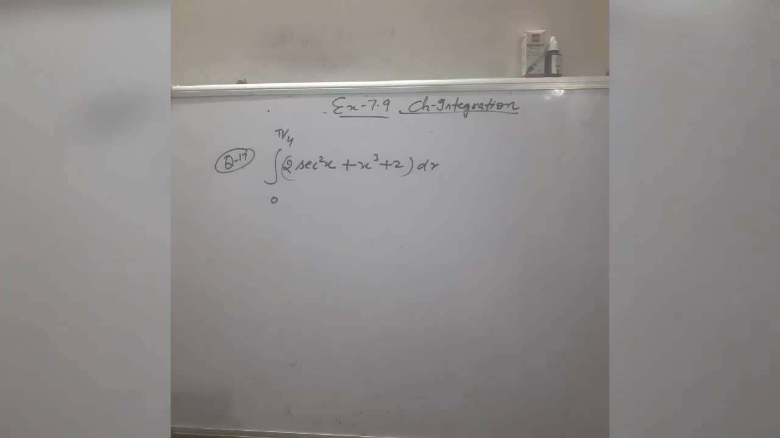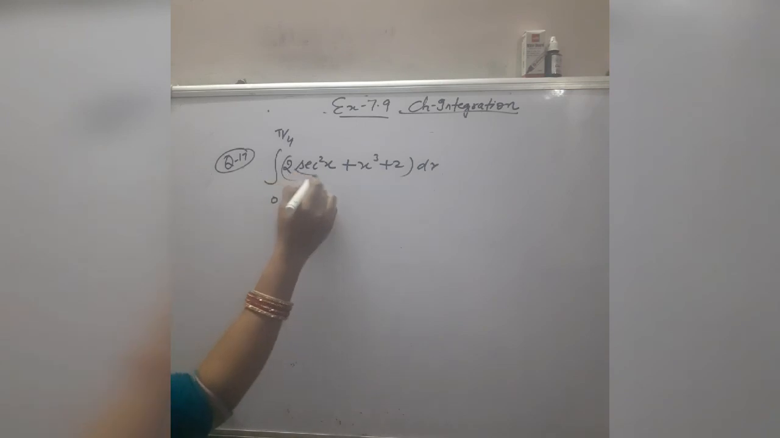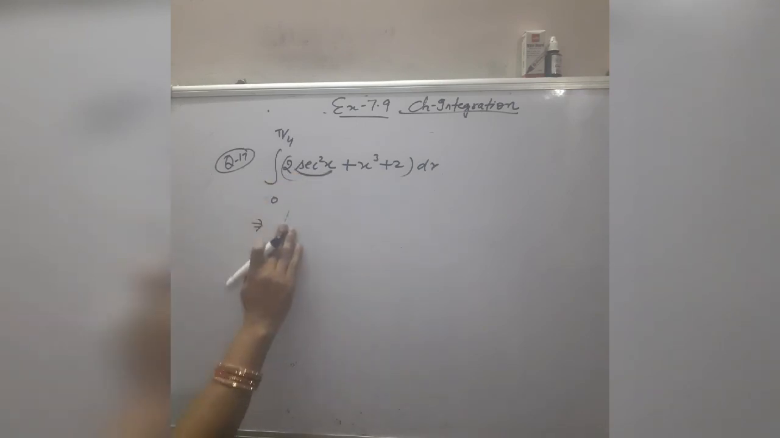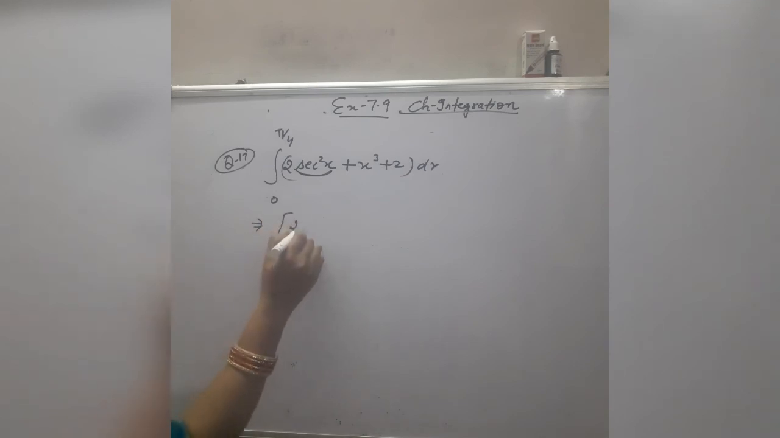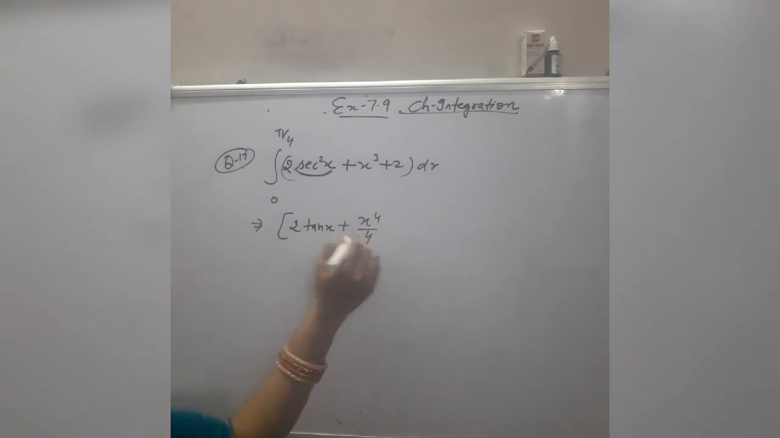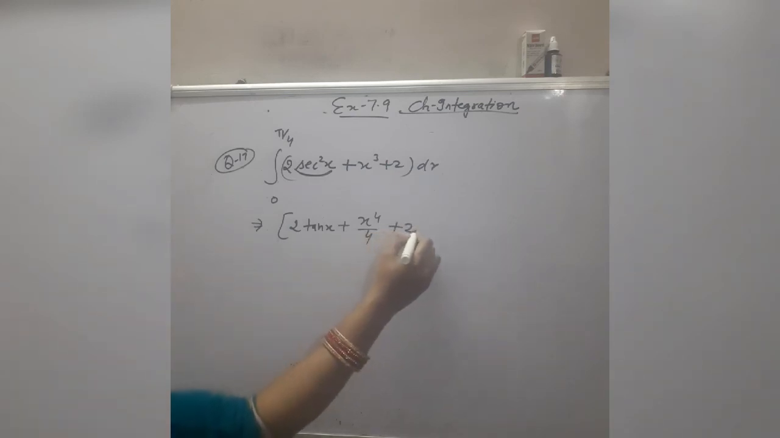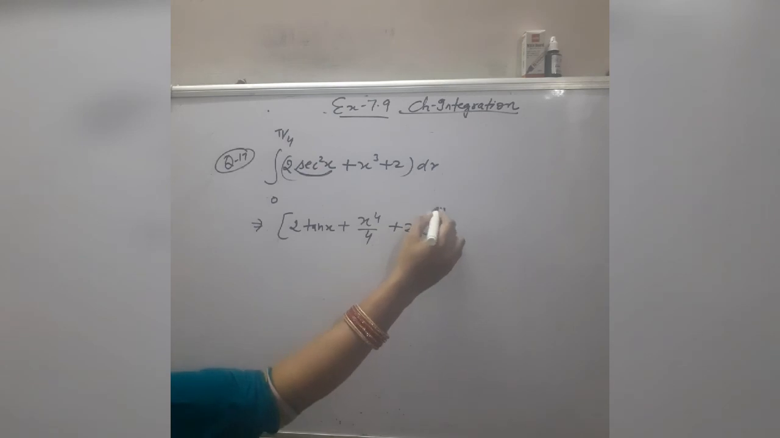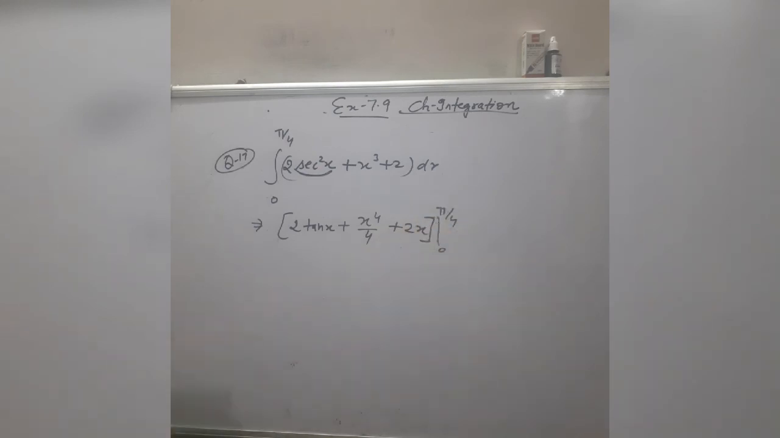What is the integration of secant square? All of you know that the integration of secant square is tangent. So 2 is written here, so the integration of 2 secant square x is 2 tangent x. This sum is simple. The integration of x cube is x raised to power 4 by 4, and then 2 is a constant term, and all of you know that the integration of the constant 2 is 2x. Then upper limit minus lower limit.